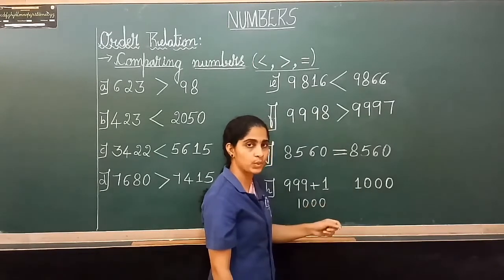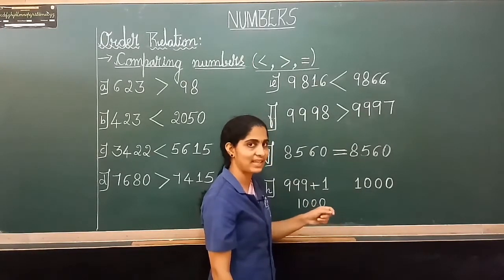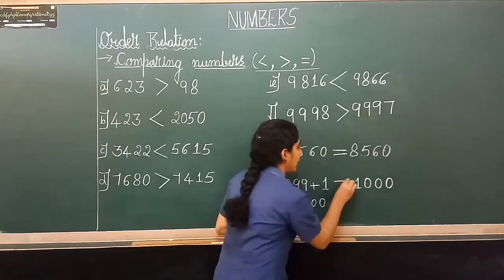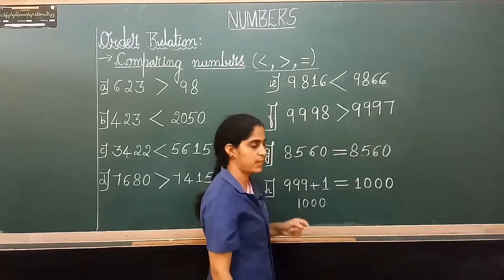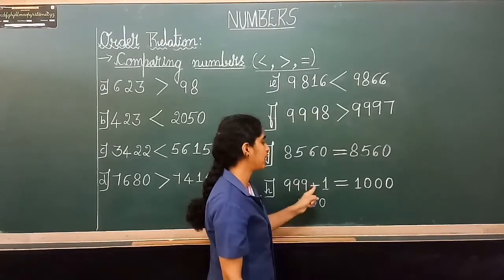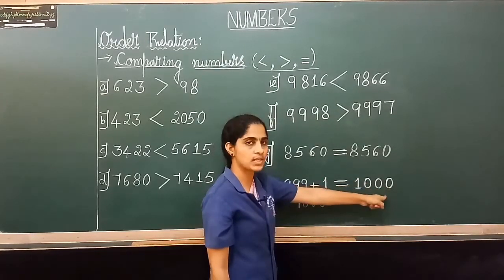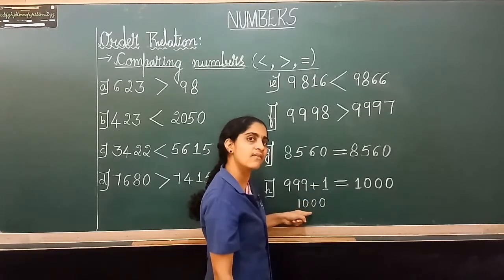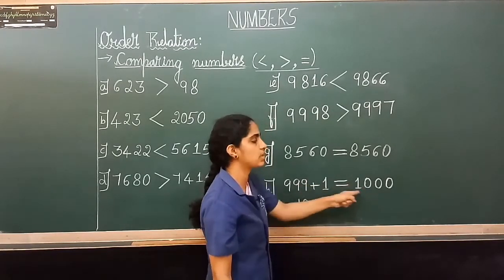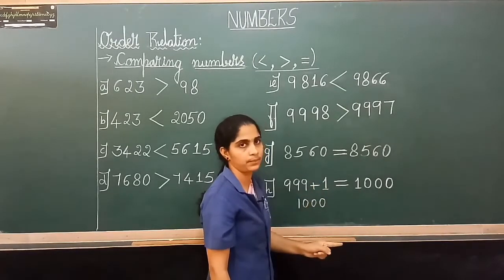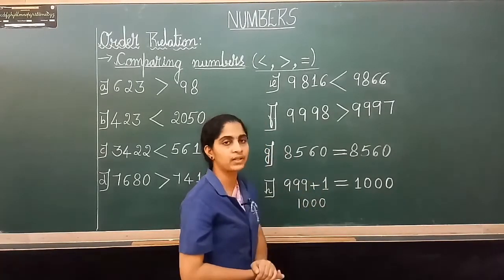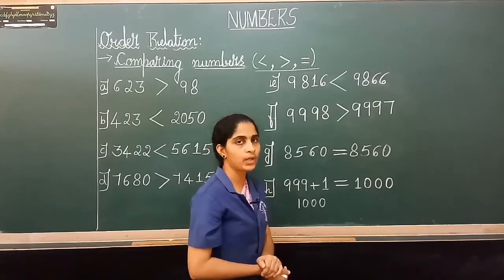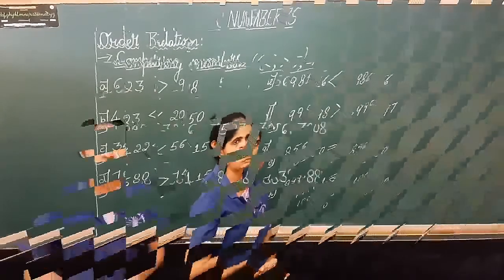So which symbol we have to use? Yes, as both the numbers are same, we have to put equal to symbol. That means 999 plus 1 equal to 1000, because when we add 1 to 999, we will get the answer 1000 itself. So both the numbers are equal. So this is the example for comparing the numbers using symbols. I hope you understood this concept.